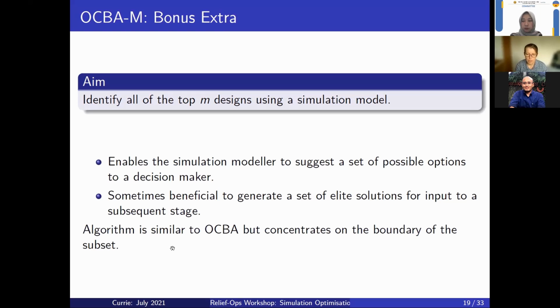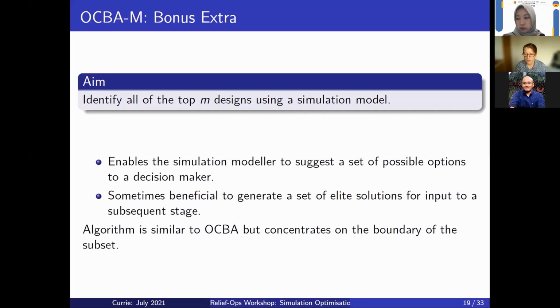It's similar to OCBA, but it's concentrating on the boundary of the subset. So if you think about OCBA that we just saw previously, you're trying to find the best solution, and so you tend to focus your sampling on what looks to be the best, second, the top few solutions, so the best, second, third best, etc., as you get towards the end.